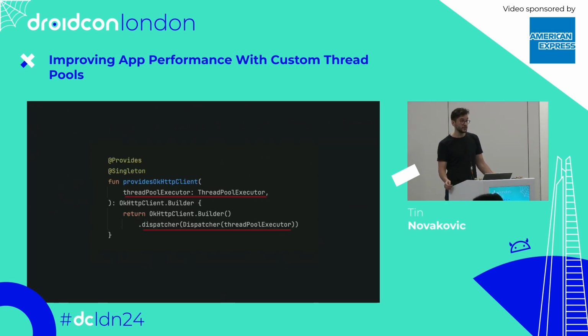So in OkHttp, it's extremely easy. With the builder pattern they have, we have the dispatcher. We can just pass in the thread pool when we're instantiating OkHttp.